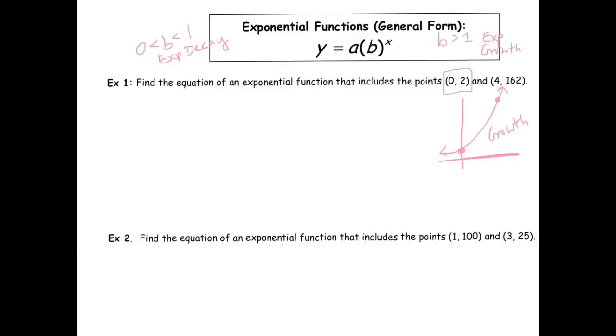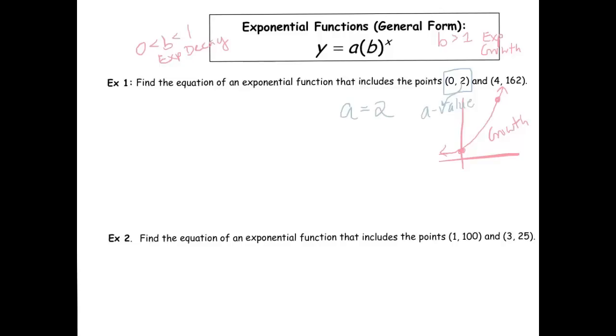So at 0, the value is 2. So 2 is our a value. So the a value is really the starting point, or in other words, it's the y-intercept. So we already have what a equals. It's our job to figure out what b equals. So here's what we're going to do.